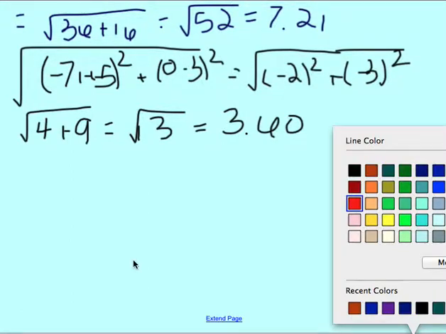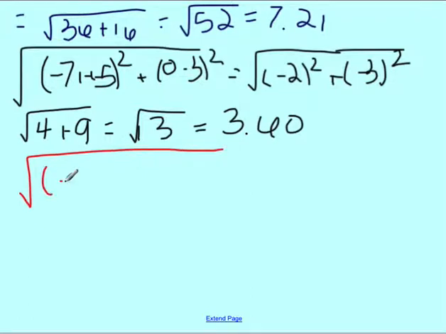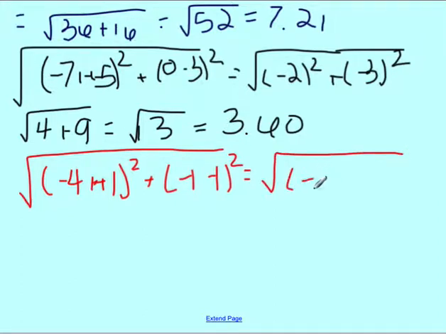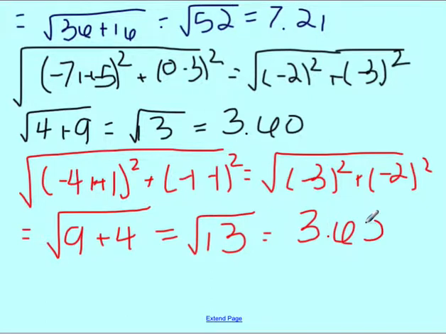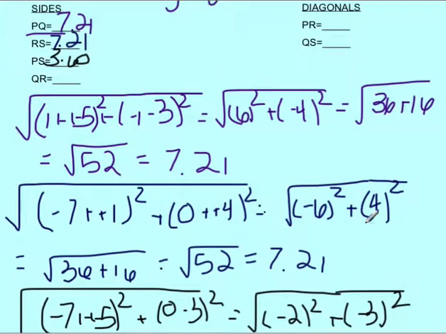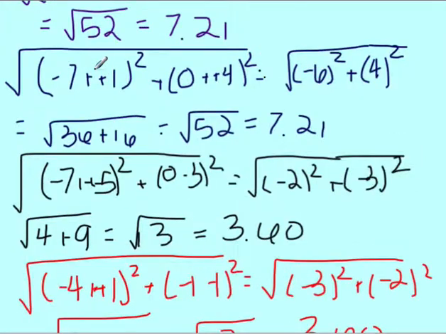Next, we're going to do QR. Again, we're going to do x2 minus x1, that's going to become plus a positive, plus y2 minus y1. Then here you're going to get a negative 3 squared plus a negative 2 squared. And then we're going to get 9 plus 4, which is the square root of 13, and that's going to give you 3.60. So QR is 3.60. So far, so good. We have two congruent sides. Then we just need to check that our diagonals are congruent.